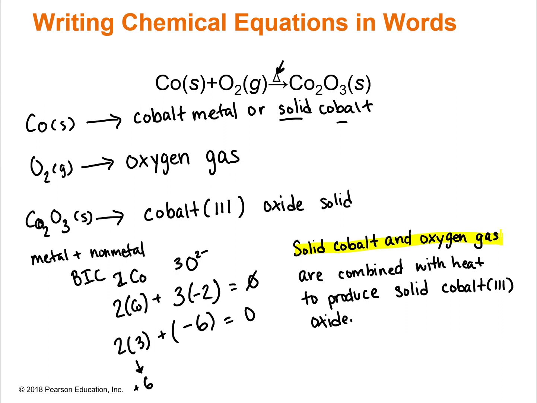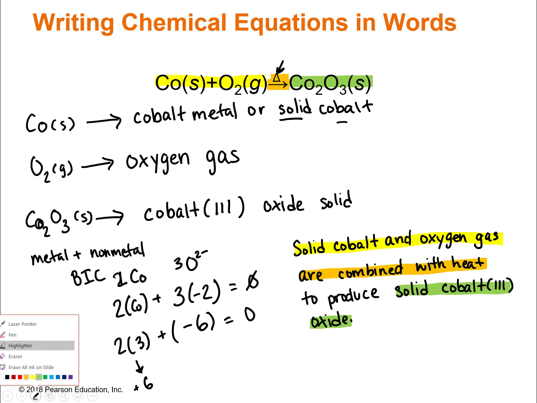So our solid cobalt and oxygen gas, that's here. Are combined with heat, that was our yield sign with the triangle. It's a delta sign. And then we have the products. That way you can kind of track where each thing came from.